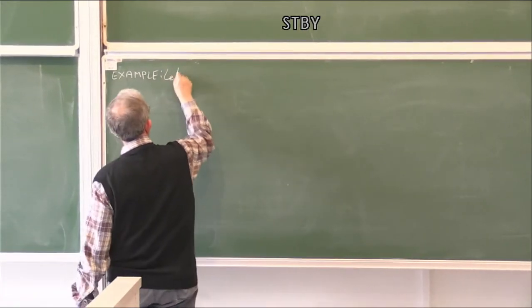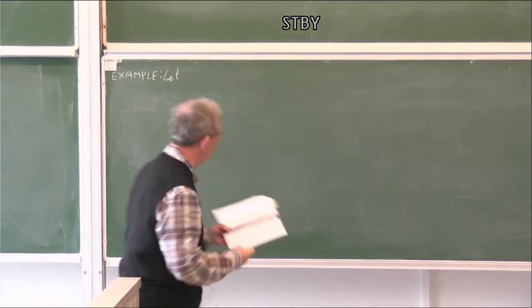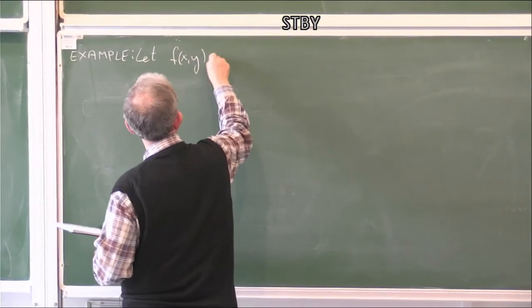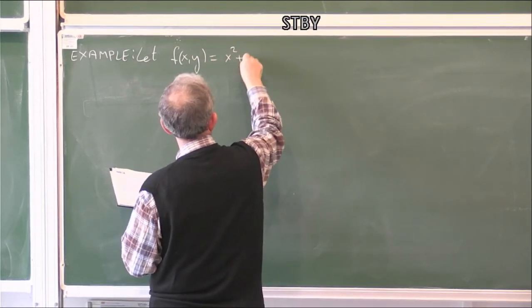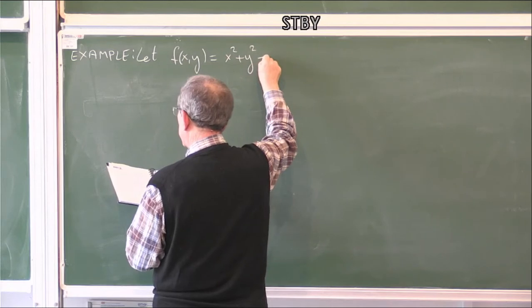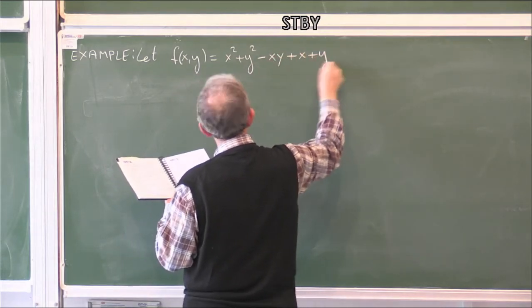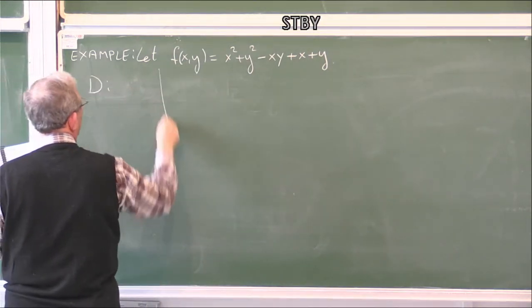Let f(x, y) be the polynomial x squared plus y squared minus xy plus x plus y, and D be the following.